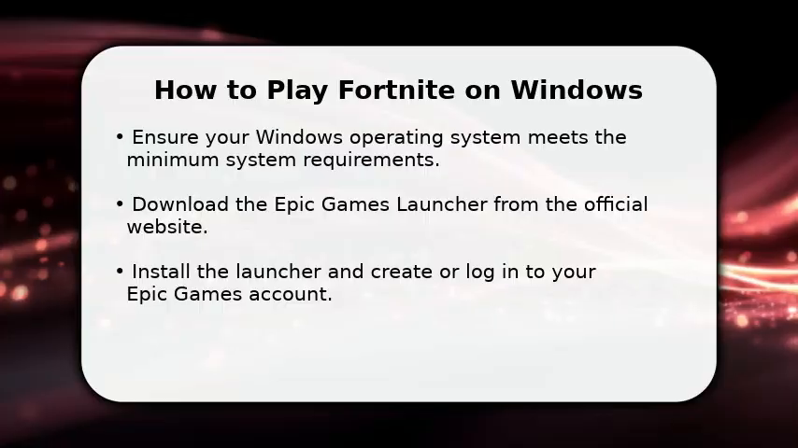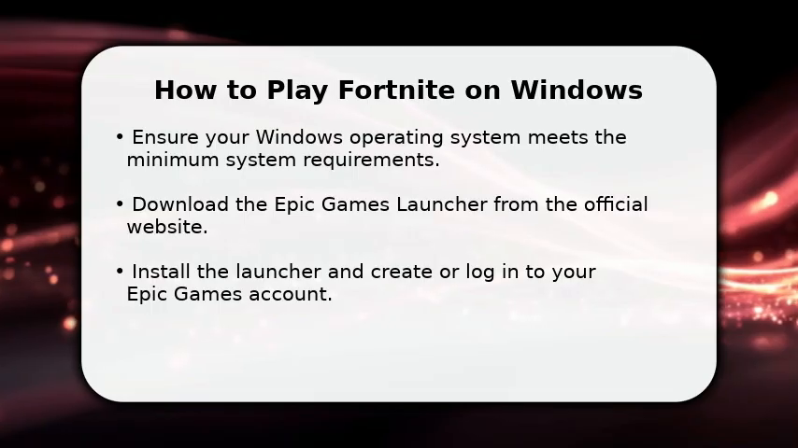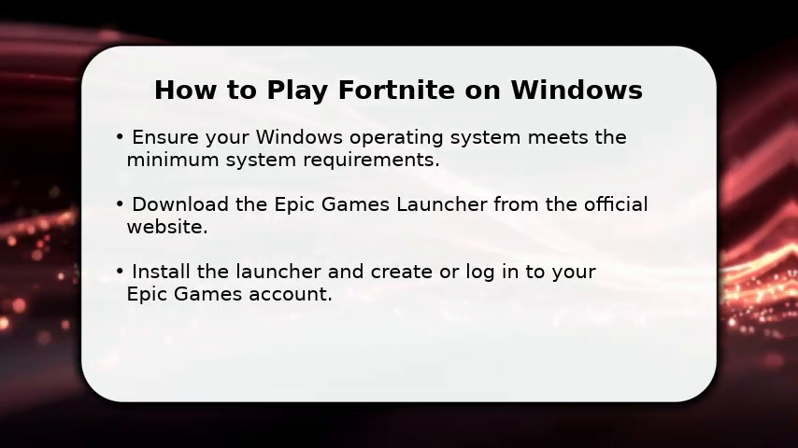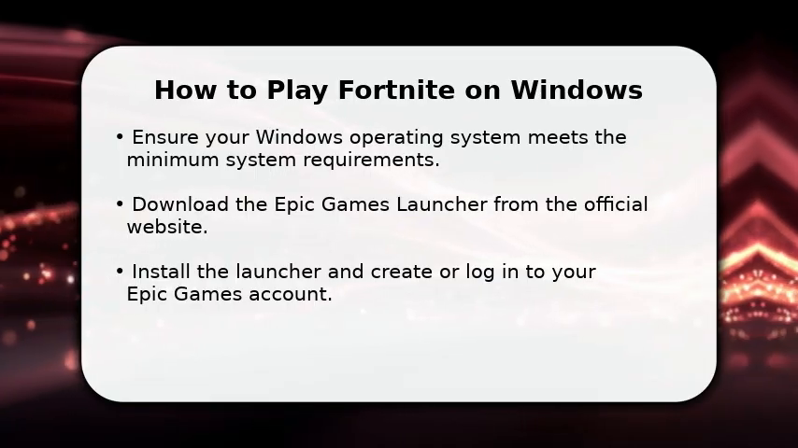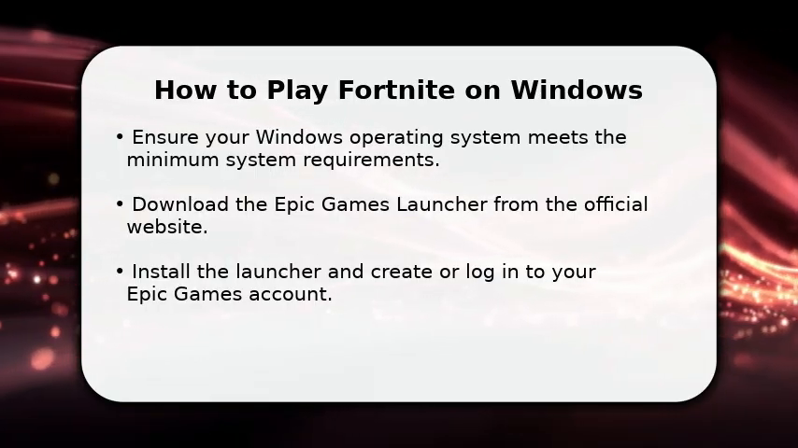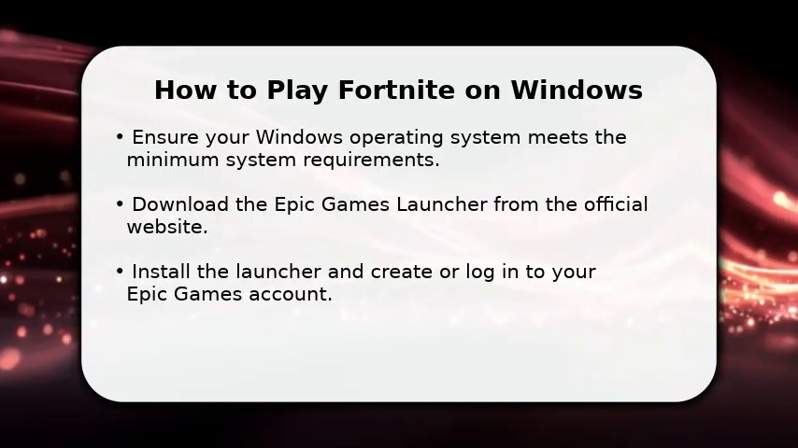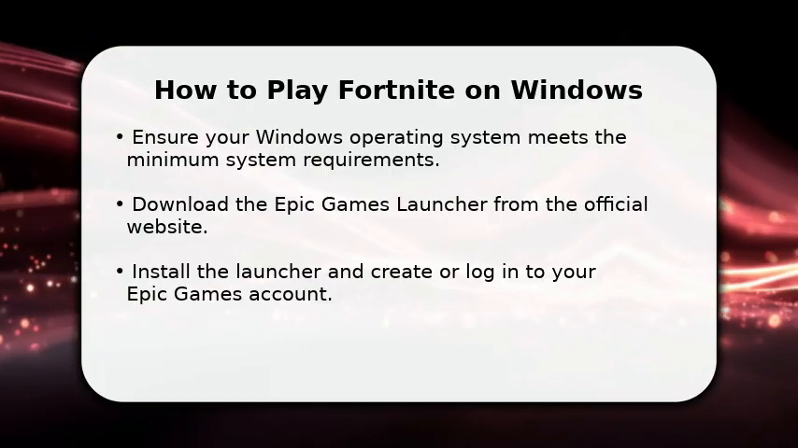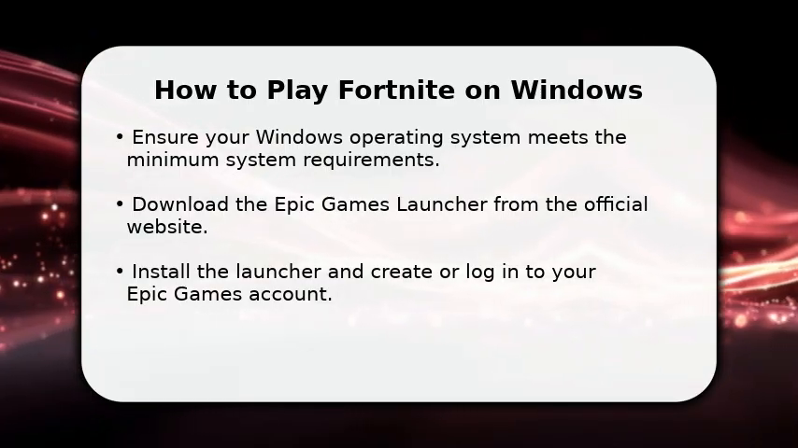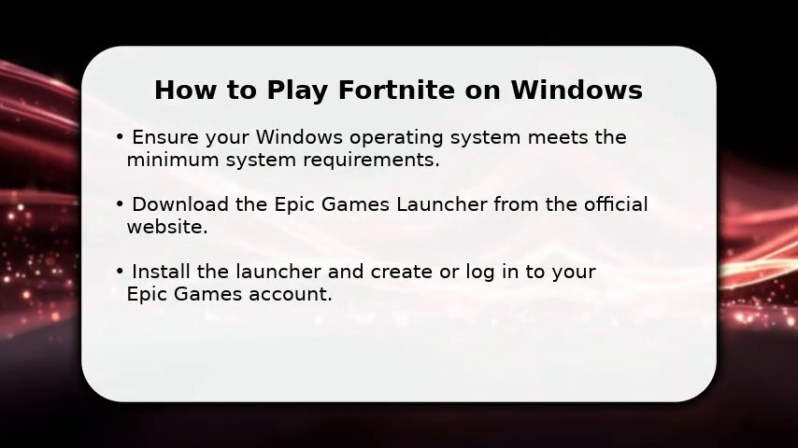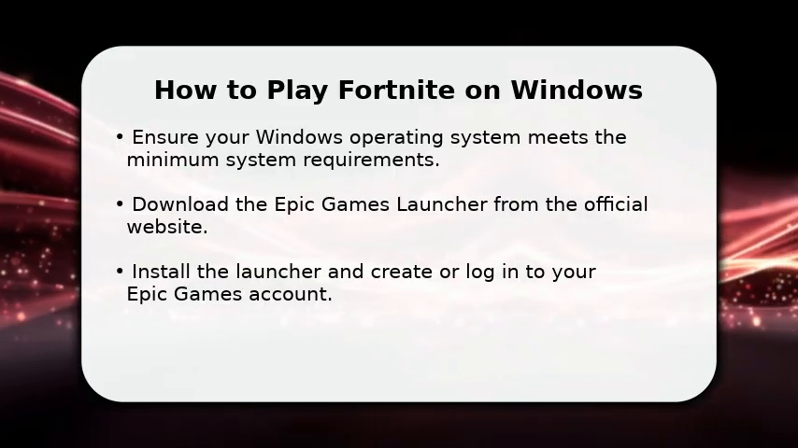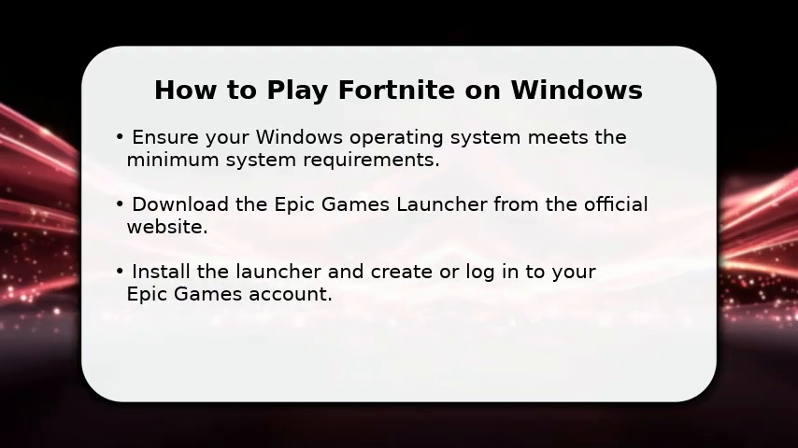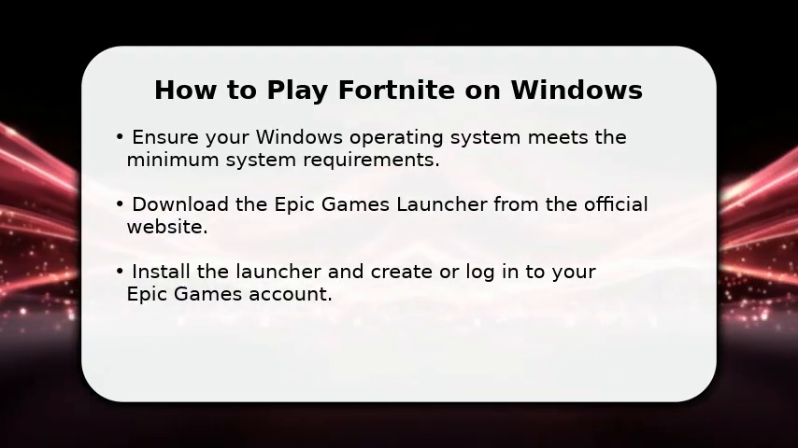Enjoy the video. In this video, I will explain how to play Fortnite on Windows. First, confirm your computer meets the game's minimum system requirements for a smooth experience. Next, navigate to the official Epic Games website and download the Epic Games launcher. Once downloaded, install the launcher, which is a straightforward process. Finally, either create a new Epic Games account or log in with your existing credentials to proceed. This initial setup is crucial for accessing the game.